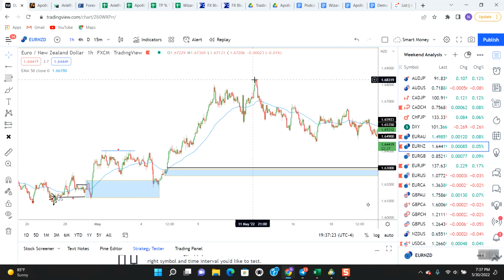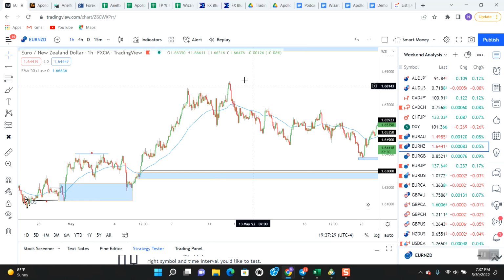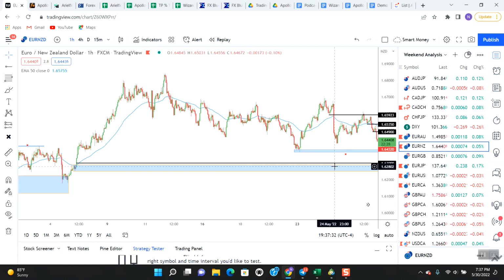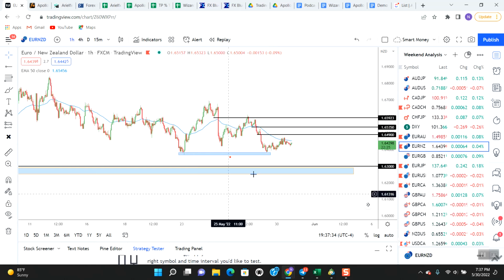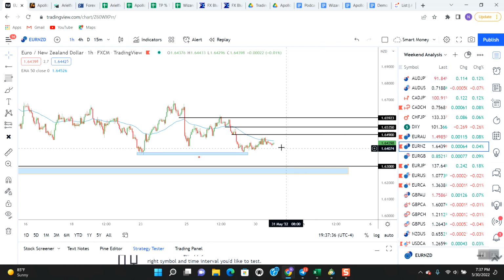Higher high, higher low, higher high. Now we broke counter trend structure. We broke below this level. So now we're counter trend bearish. So now we should be expecting the higher low, the overall pullback, the overall higher low for then the higher high.